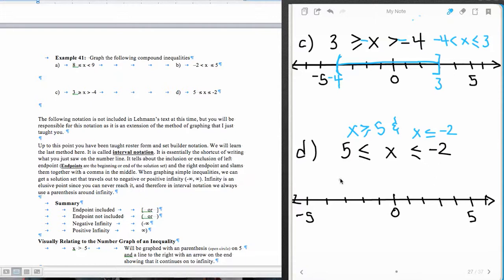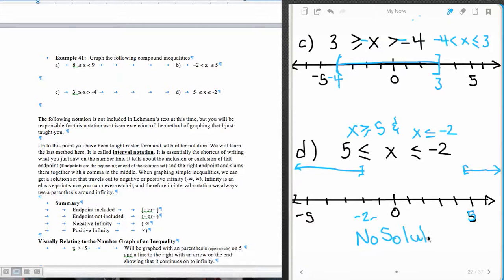So negative 2 is right over here, right? Oops, negative 1. Negative 2 is right there. And so this one says that from negative 2 here, I'm going to go out that way. And then from here, which is positive 5, I'm going to start at positive 5, and I'm going to go over this way. Do you see any overlap there? Do they overlap at all? No, they don't overlap at all. So on this one, what we actually have is no solution whatsoever.